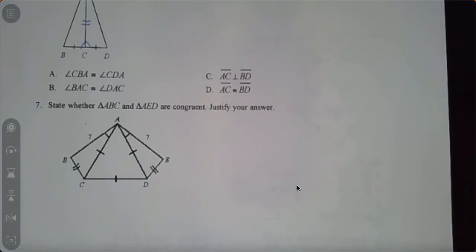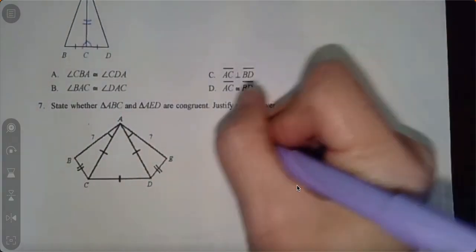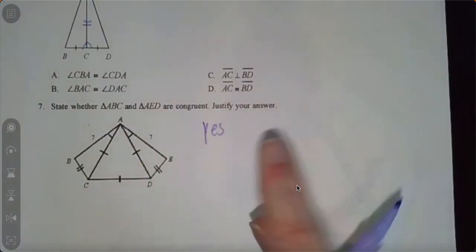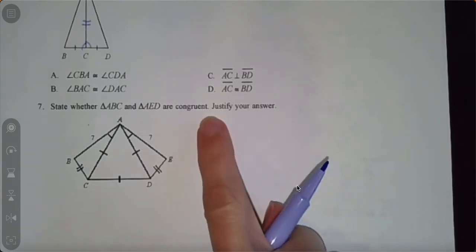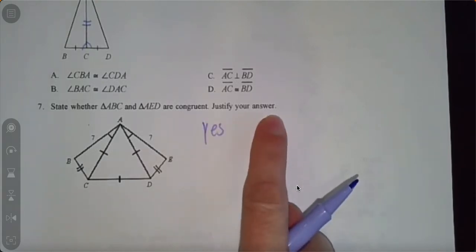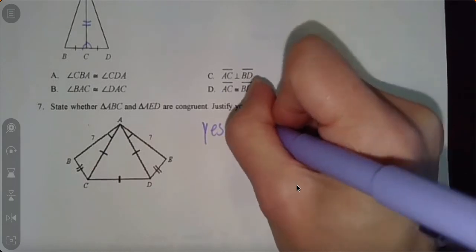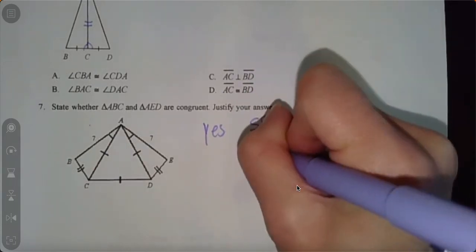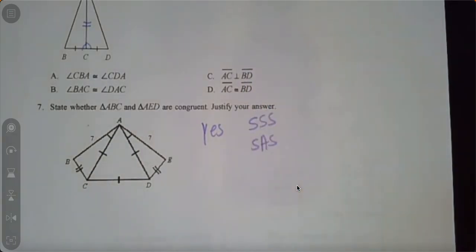So there were 2 answer choices. You could have said yes, and don't just put yes, that's only half credit. What does it say right here? Justify your answer. So you would have put side, side, side, or you could have put side, angle, side. Do I need to explain one of those again? No, we're good? Okay. Because they give you so much information on those to be able to tell.